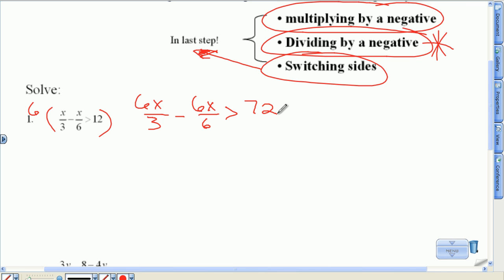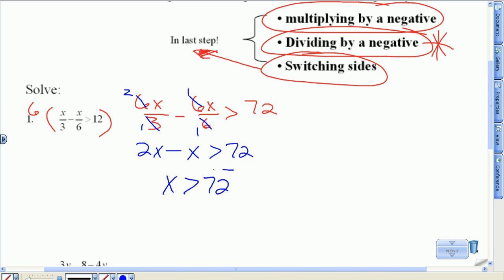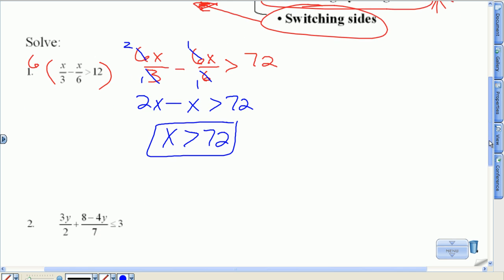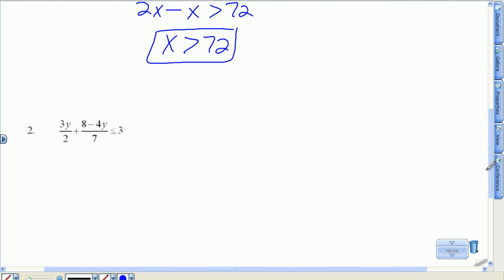Now I can reduce these fractions, and that's actually why I multiplied by the LCD. It's because now I can actually reduce these and have no fractions at all. 3 goes into 6 2 times. 6 goes into 6 1 time. So I have 2x minus 1x, which is of course just x. x is greater than 72 is the final answer. And look how easy that is. Fractions are the enemy. They make problems much harder to solve. So our goal is always going to be to get rid of fractions as quickly as possible.